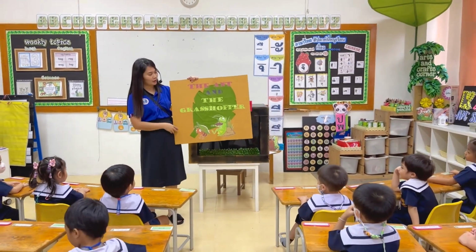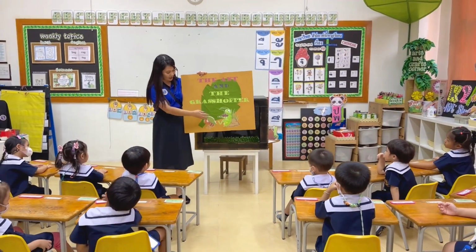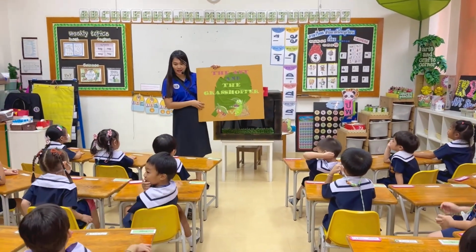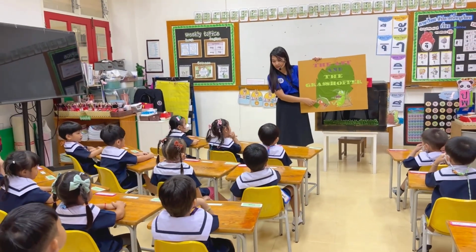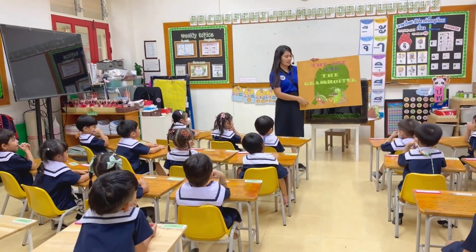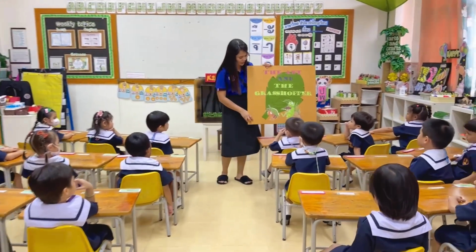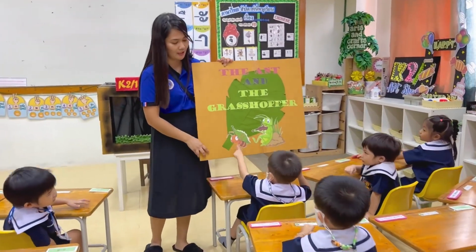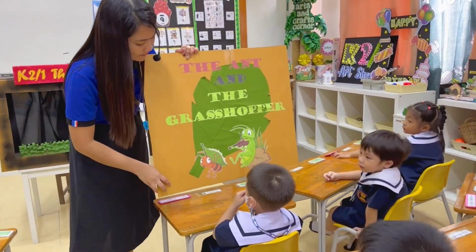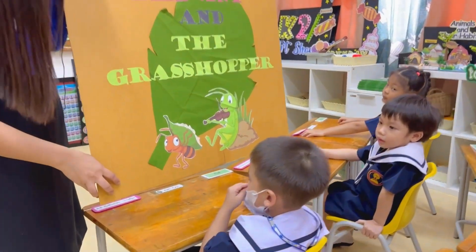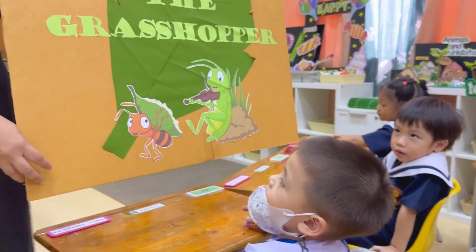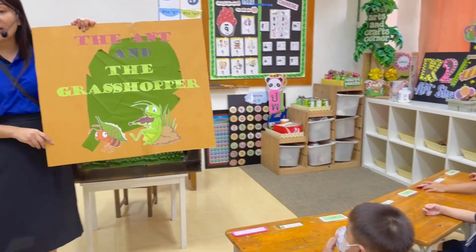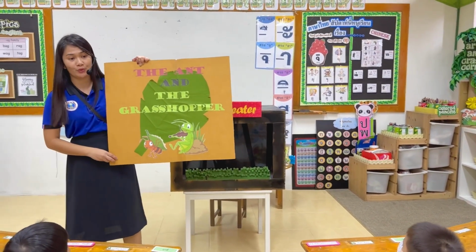Okay, look at this board. I have here two pictures. And we have here the ant. What is it, K2? Ant. JC, can you point the ant? Where's the ant in our story? Okay, that's the ant. Can you say it louder? Ant. Very good.